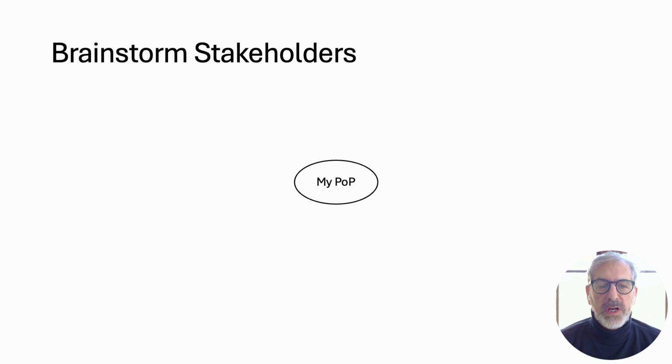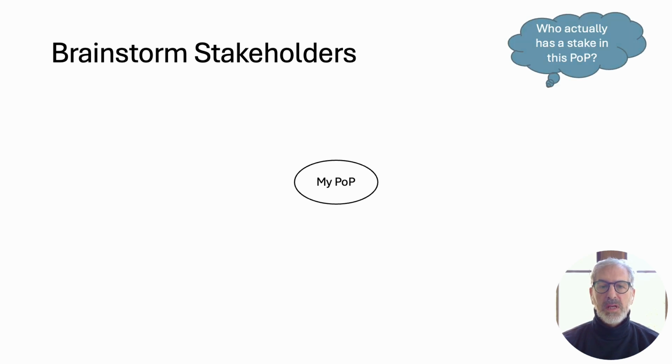So the first thing that we're going to do here is brainstorm all the stakeholders who are involved with your problem of practice. Now, we throw the word stakeholder around a lot, okay? But think who actually has a stake in the issue that you're examining, right? Who has a role in it? Who has an interest in the outcome? Who might participate in making it happen? Who might be more passively involved, but they're going to be affected by it?